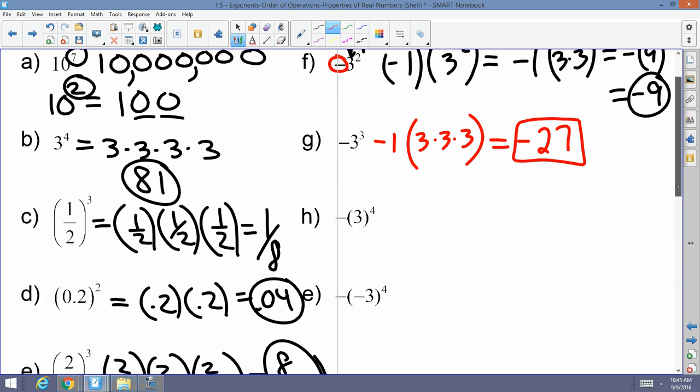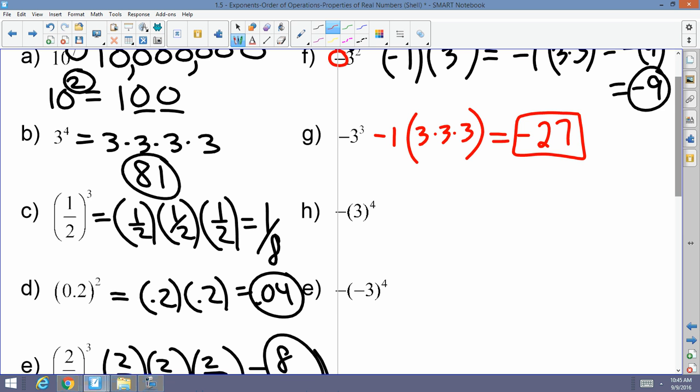-3 in parentheses to the 4th power. Just like the exponent only affects the number to the left, the exponent also affects everything inside. So in this case, again, it'd be a -1 times 3 times 3 times 3 times 3, because it's 3 to the 4th, which is going to be -81.